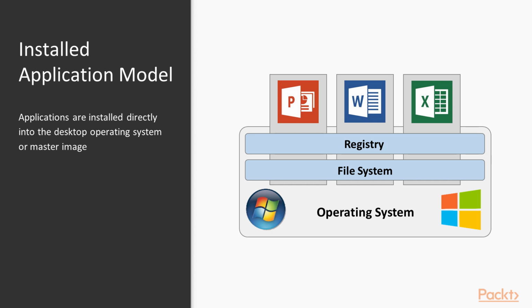With the installed model, the application files, settings and registry entries are all installed into the operating system. The applications are then tied into that machine's operating system. Even if you uninstall the application, you can never be sure that all traces of that application have actually been removed. This also means that you cannot run different versions of the same application on the same operating system.